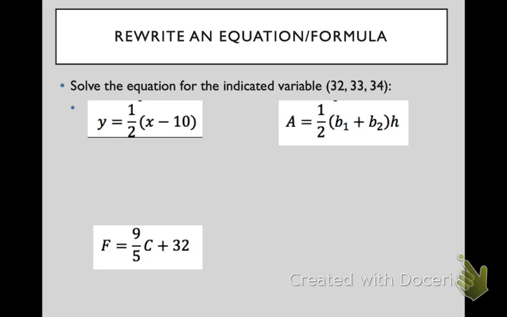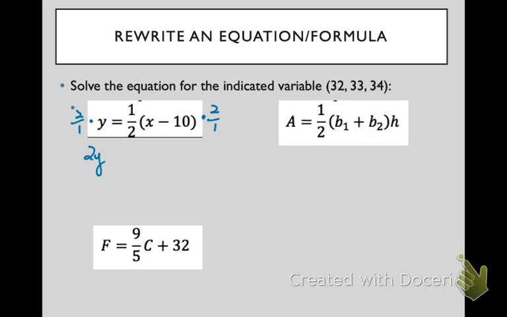So sometimes you want to take an equation that has two or more variables and solve for an indicated variable. So in this first one, we're going to solve for x. We simply undo the math that's happening to x. Notice that you have a 10 that's being subtracted, but also a 1/2 that's multiplying. So let's start with that, and we can just multiply by the reciprocal to get rid of that, and we do that on both sides.